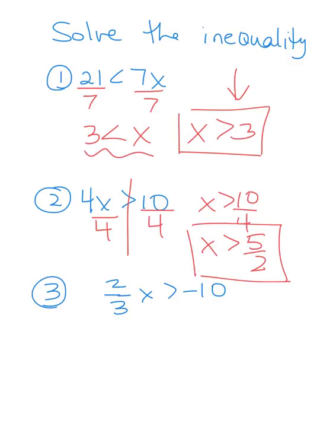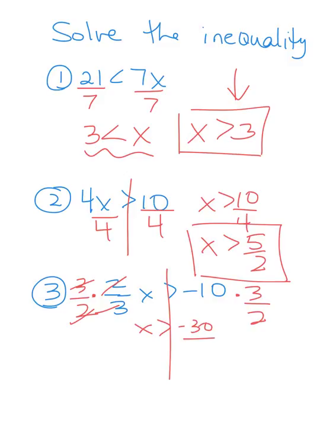In number 3, I have 2/3 x is greater than negative 10. So I have 2/3 times x. So if I want, I could divide both sides by 2/3, or I could also multiply by the reciprocal, which I'm going to do here to give us more practice with that. So the reciprocal of 2 over 3 is 3 over 2. Whatever I do to one side, I have to do the other side. So on my left-hand side of my wall, this will simplify to 1, so I have x is greater than, and negative 10 times 3 gives me negative 30 divided by 2. So that will simplify to x is greater than negative 15.